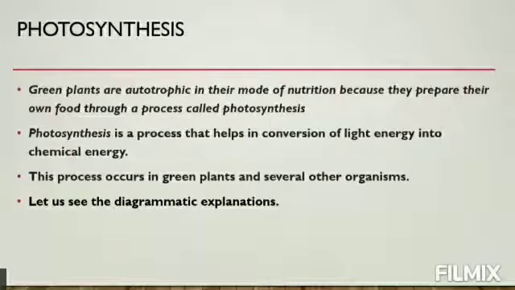Next, let us see photosynthesis. What do you mean by photosynthesis? Green plants are basically autotrophic. They produce their own food, hence they are called autotrophic. And this is all done by the process called photosynthesis. In photosynthesis, conversion of light energy into chemical energy is done, and this process occurs in green plants and several other organisms. Let us see the diagrammatic explanation of photosynthesis in detail, which can be easily understood.